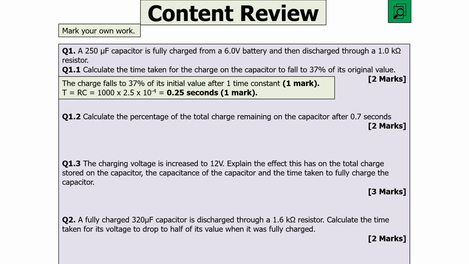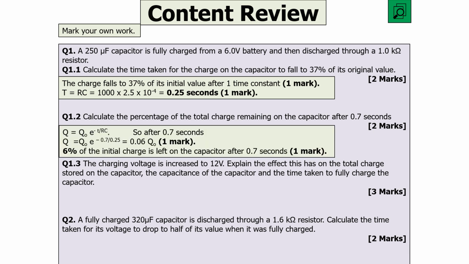In this next one, we can use the discharge equation of Q equals Q0 e to the minus t over RC. We can then work out what our value is going to be in terms of Q0, because that will tell you the percentage of the total charge remaining, because Q0 is 100%. So therefore it's going to be 0.06 Q0.